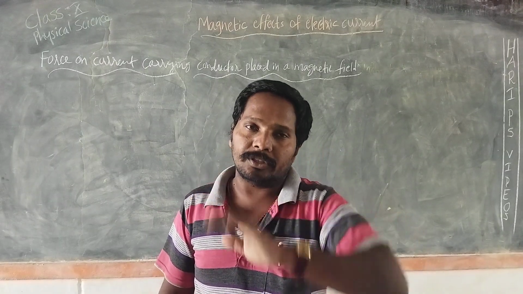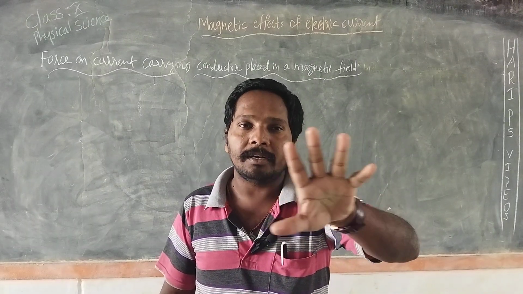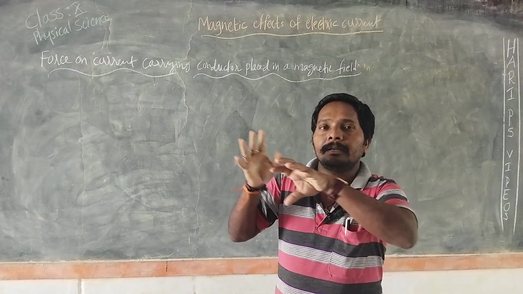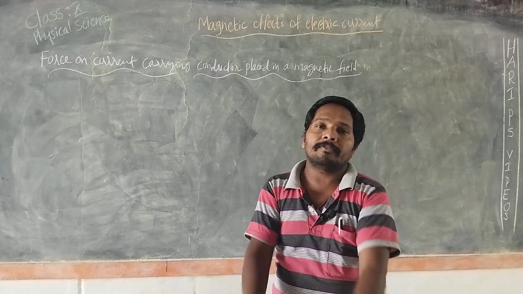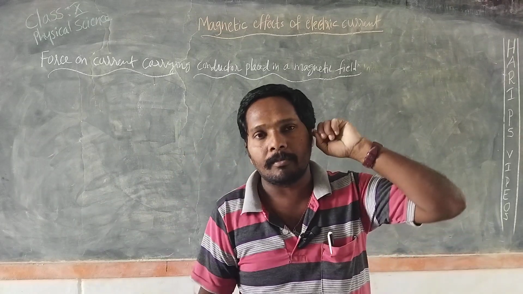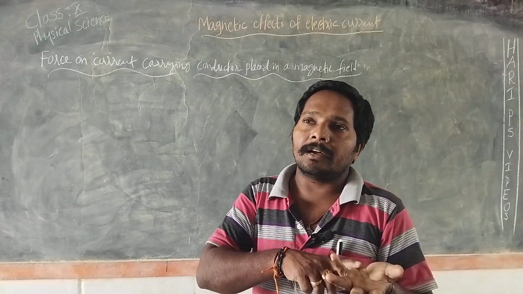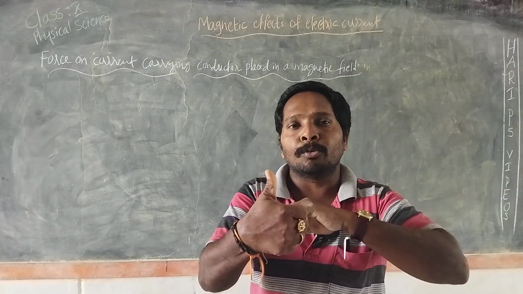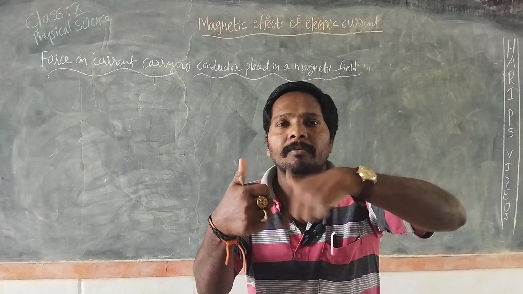what happens if a current carrying conductor is placed in a magnetic field? Before, we discussed that a current carrying conductor or wire creates a magnetic field. In which direction it is formed, we already discussed. In the case of a straight wire, we explained with the right hand thumb rule. The thumb is the direction of current, the curled fingers are the direction of the magnetic field.